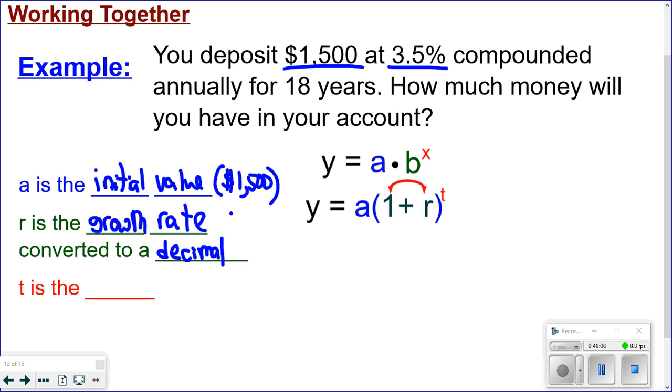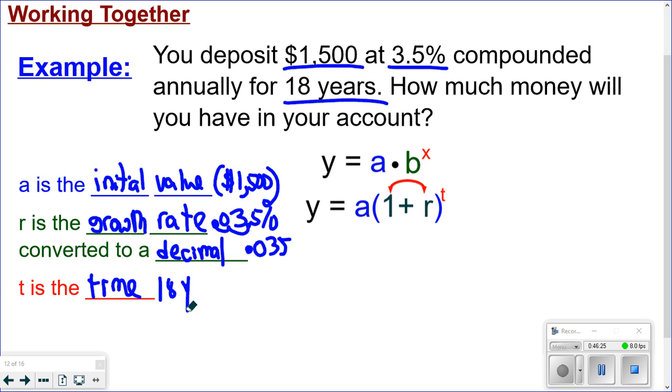So they give you 3.5%. Got the decimal there, 2 places over to the left. So it's 0.035. And T is the time. And the time here is 18 years.